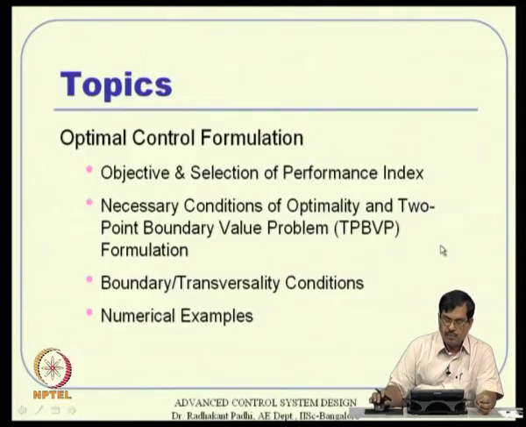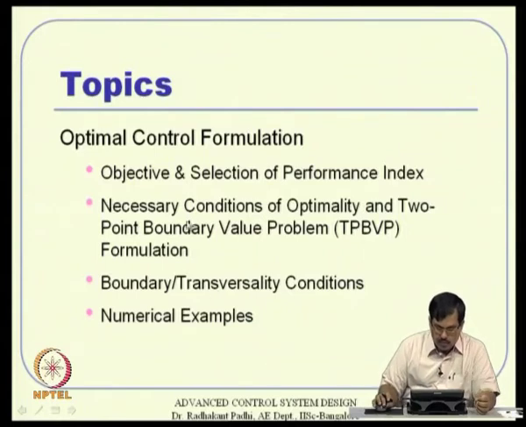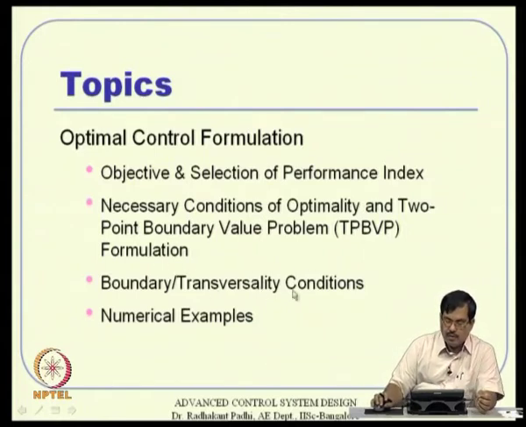So, the topics to be covered in this lecture are as follows. First, we will have an idea of what an optimal control problem is, what the objective of this formulation is, and how you select the performance index, which is a critical component. And then how it leads to the 2-point boundary value problem formulation. That is the most critical point in why these problems are computationally difficult in general. Then we will also have some associated boundary and transversality conditions, followed by numerical examples.